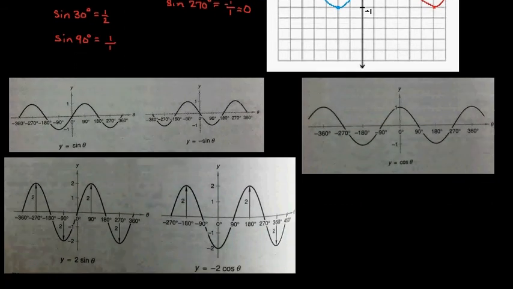Now, a little bit more about this. We're going to be doing these functions for quite some time in the book. We can also change the amplitude of a function. This right here would be your amplitude. The amplitude is how far it rises or falls from the center line of the function.